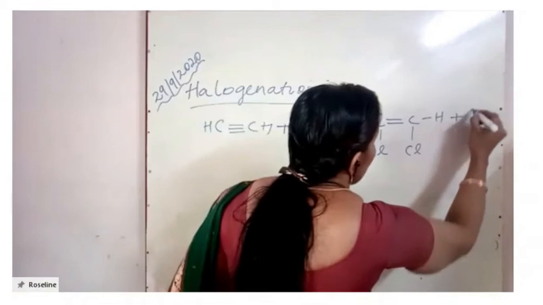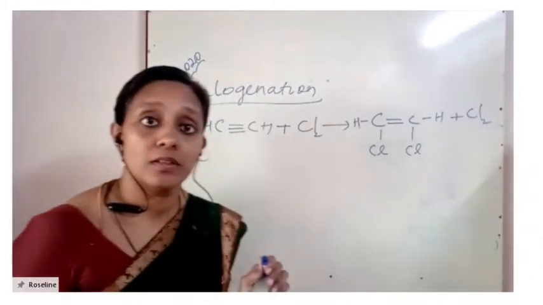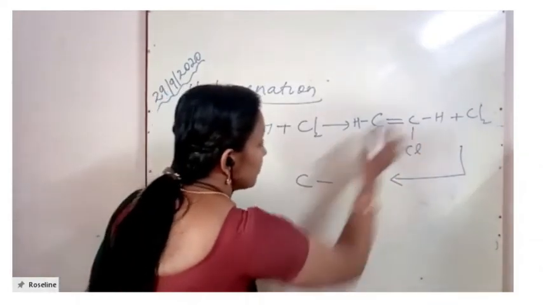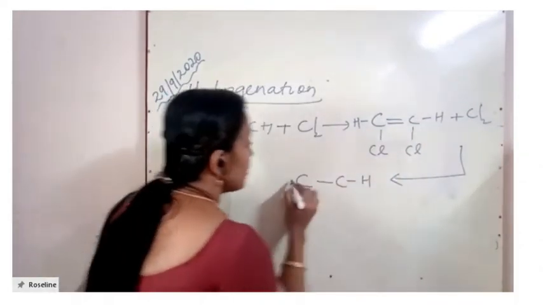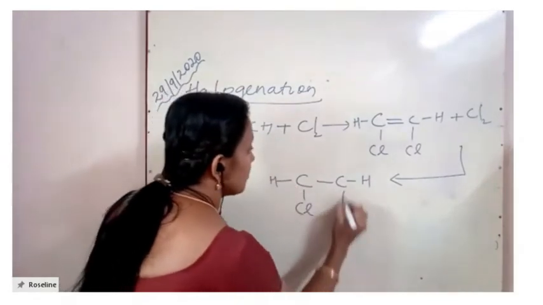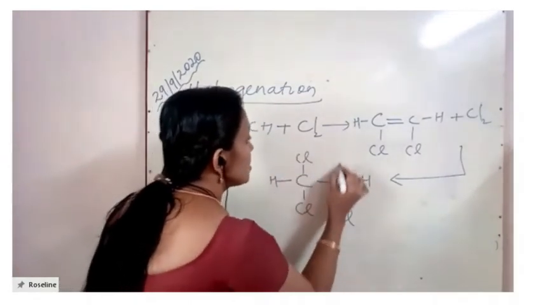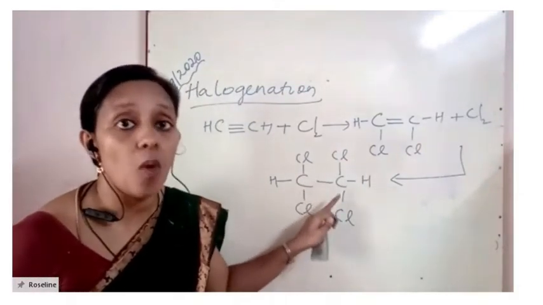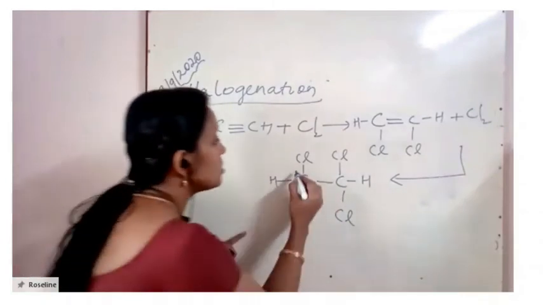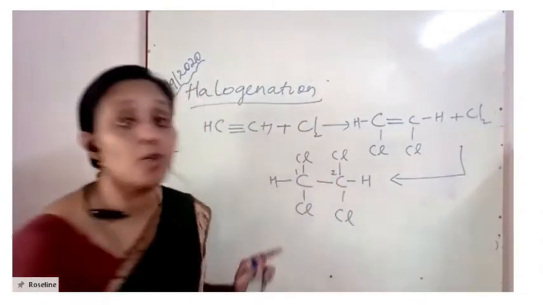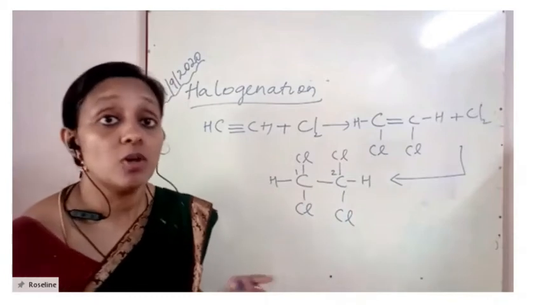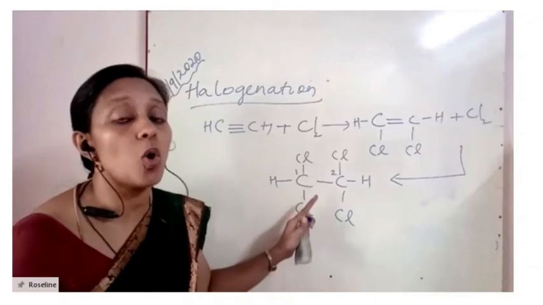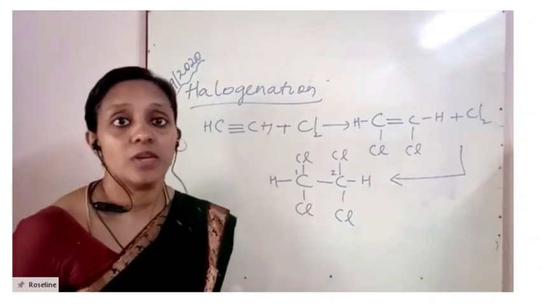To this molecule, again, if chlorine is added, continue adding chlorine. So what happens, children? Again, this double bond will be broken. Instead of that, chlorine atoms will take the position. So what is the name of this compound? 1,1,2,2, because on the first carbon you have 2 chlorine atoms, and on the second carbon also you have 2 chlorine atoms. So it is 1,1,2,2-tetrachloroethane. Hope you got the name.